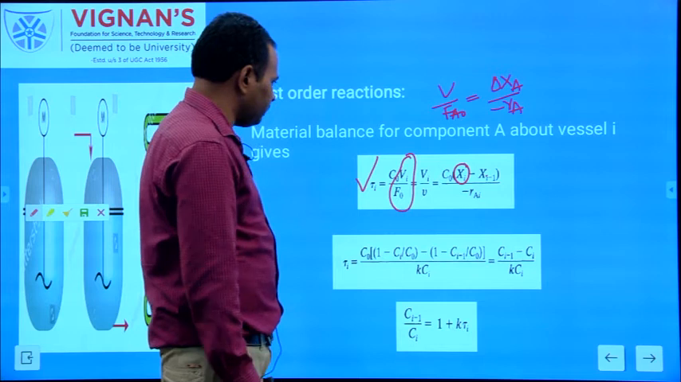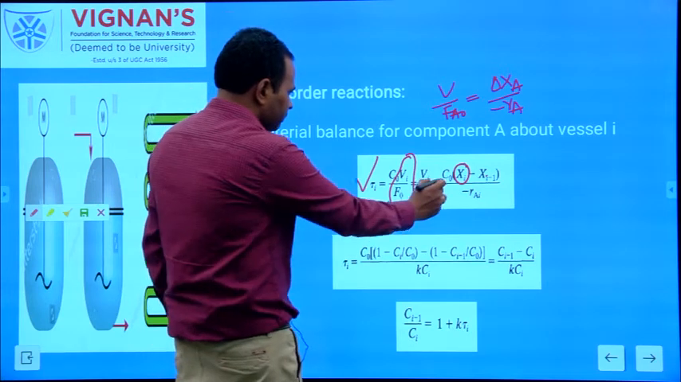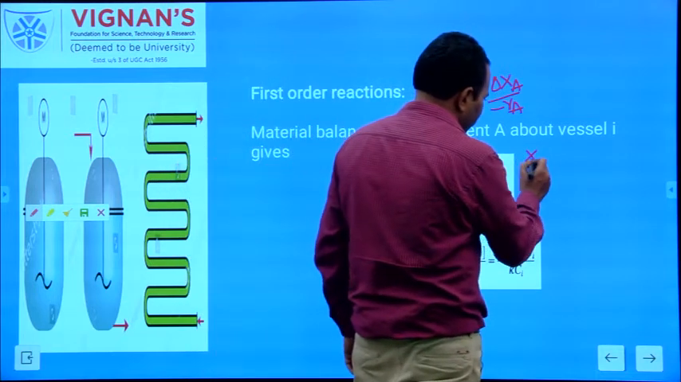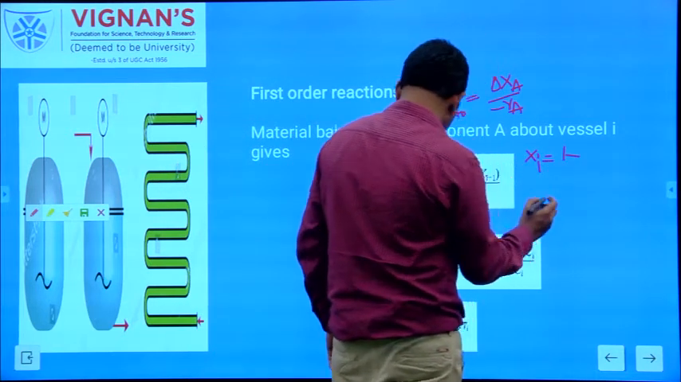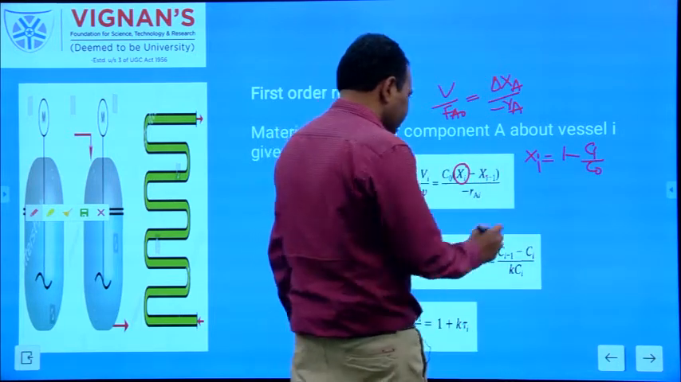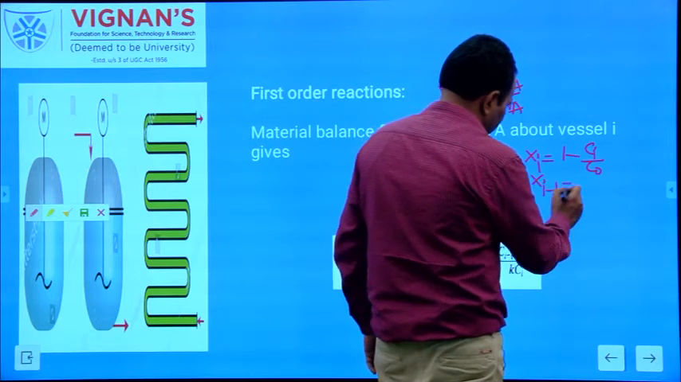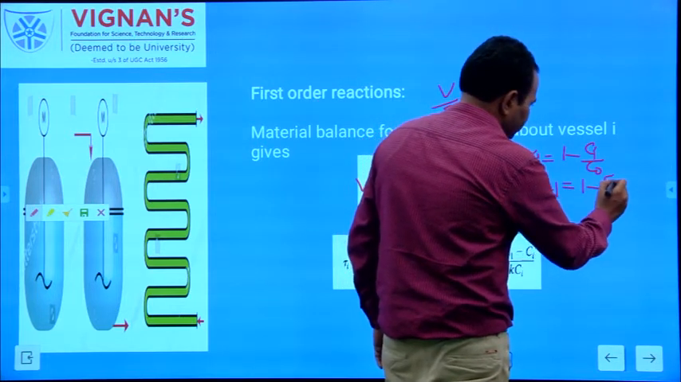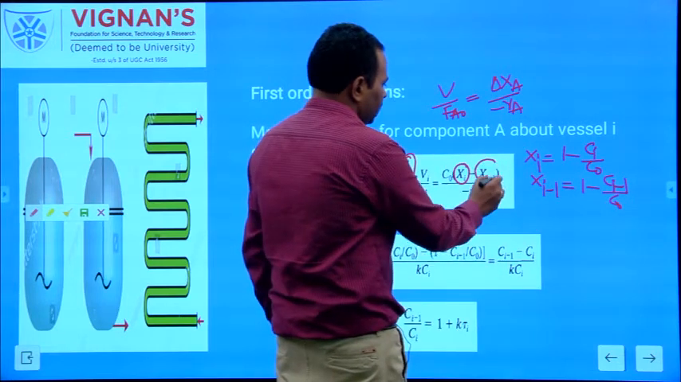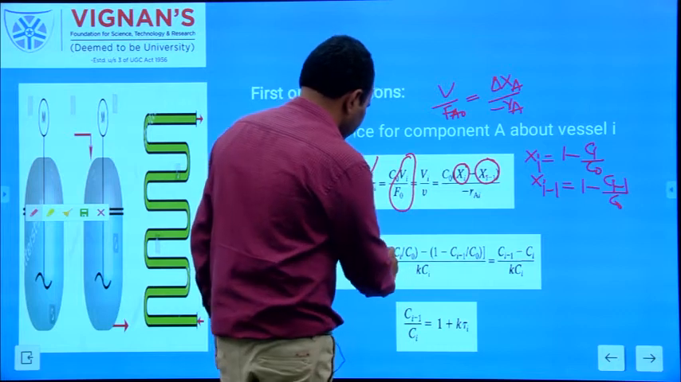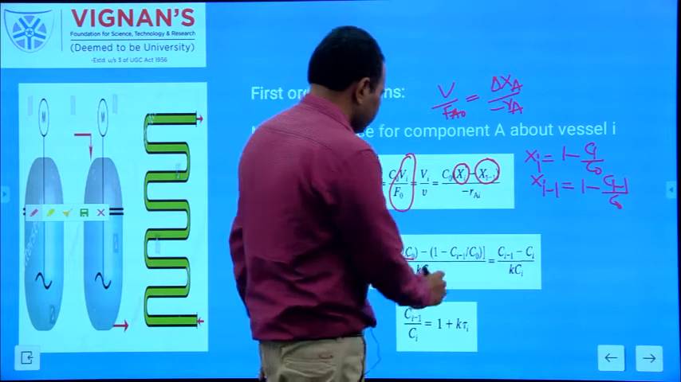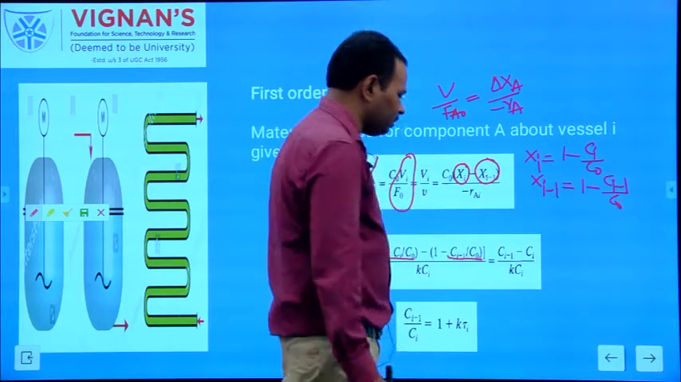From this one you can write tau i is equal to C naught into, what is Xi? I already said that Xi is equal to 1 minus Ci by C naught. From the conversion definition, Xi minus 1 is equal to 1 minus Ci minus 1 by C naught. Substitute the conversions in terms of the concentrations. You can write this as 1 minus Ci by C naught, and in place of Xi minus 1, write Ci minus 1 by C naught.